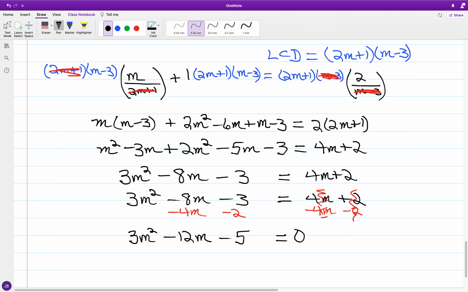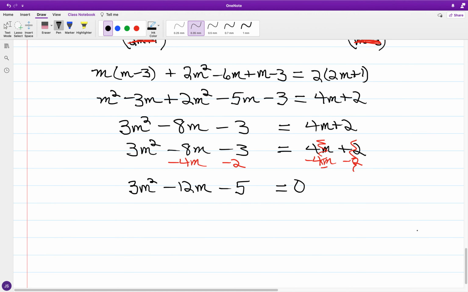One reason for this is that if you try something like factoring by grouping, for your product you have 3 times negative 5, which is negative 15, and there are no integer factors of negative 15 that will add up to negative 12. You might think of negative 15 and 1, but the sum of that is going to be negative 14. The other combination with a negative sum would be negative 5 and 3, and that adds up to negative 2. But nothing will add up in the integers to negative 12.